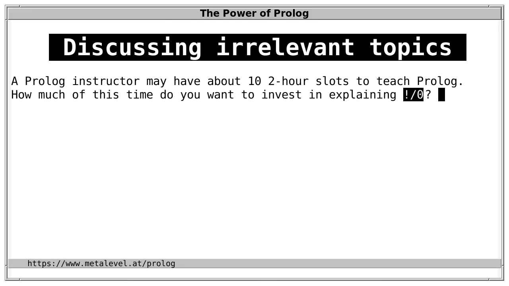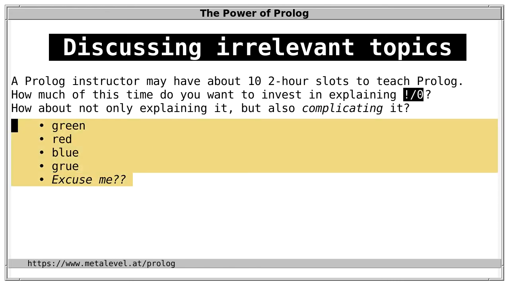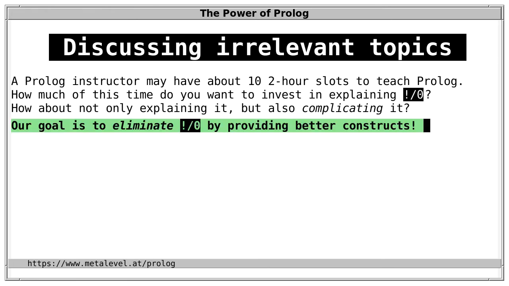For instance, how much of this time do you want to invest in explaining cut? And how about not only explaining it, but also complicating it? For example, what about making up our own categories of cuts, such as green cuts or red cuts, or blue or even GRU cuts? I mean, seriously, is this how we want to spend our time? With an elaborate litany of completely made up concepts? No, of course not, because our goal is to eliminate cut by providing better constructs.